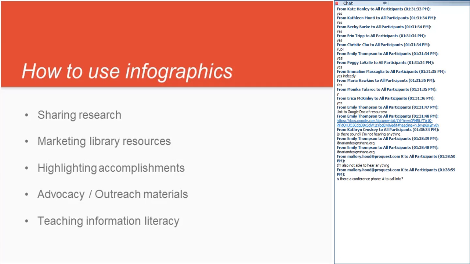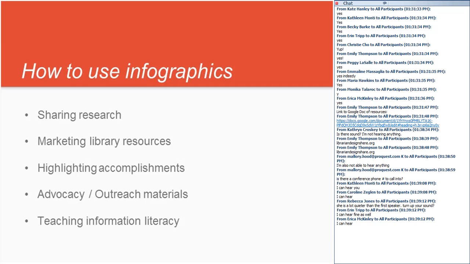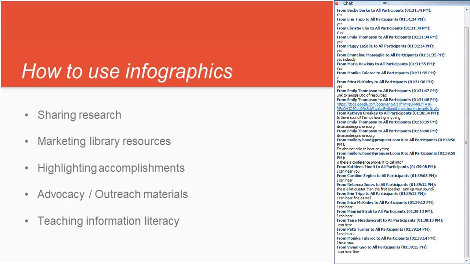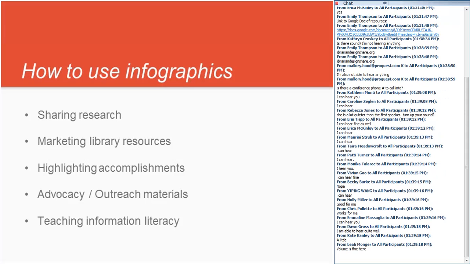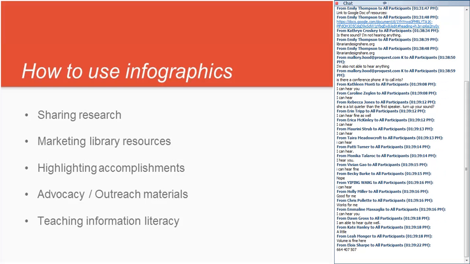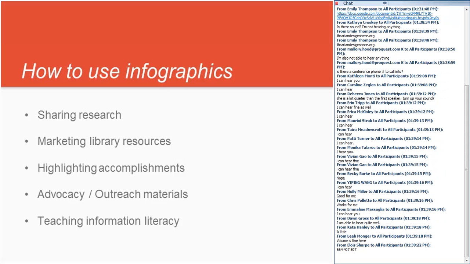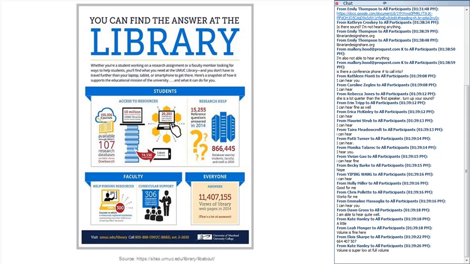So anyway, back to the examples. So here is an infographic from the University of Maryland that's highlighting the use of different library resources. It's a memorable way to express the impact the library has on students and faculty at the university. And it is citing usage statistics to do that, from resource access to reference questions. It's eye-catching and would make a really nice promotional sign or an image to share on social media as well.